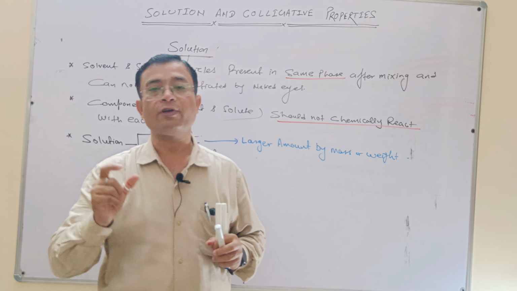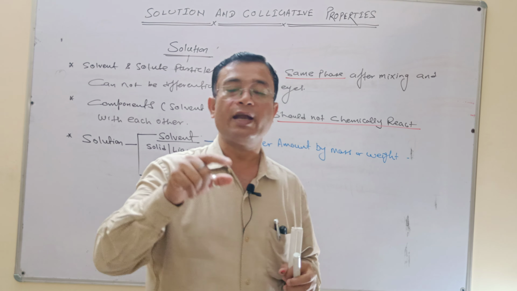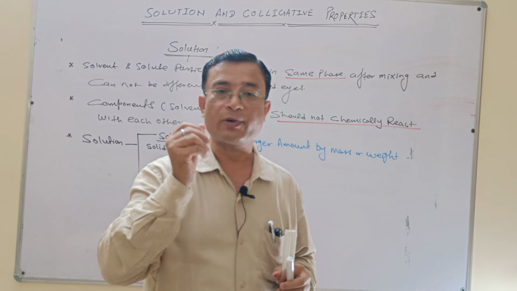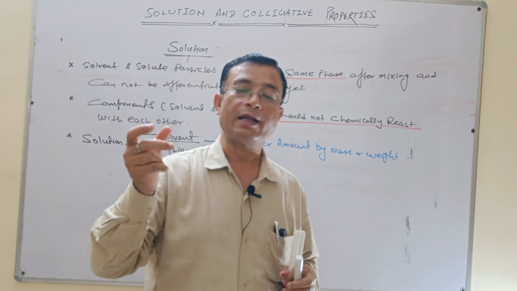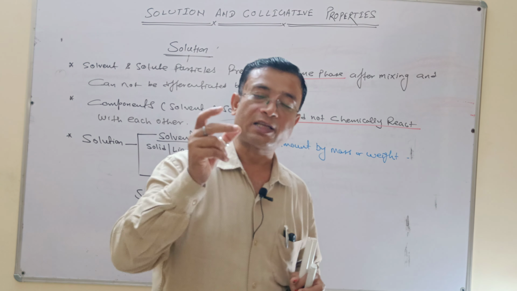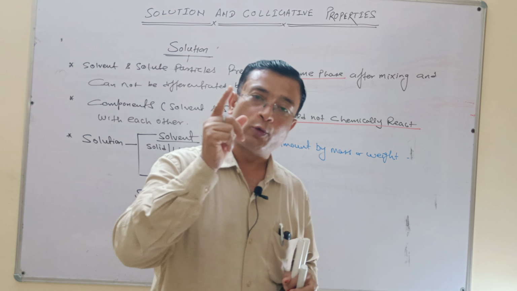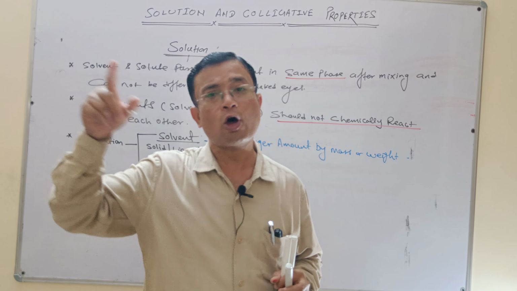In the same manner, if you will see in the atmosphere, what happened? 78 to 80% nitrogen and rest of the another gases like oxygen 16%, CO2 0.03% and inert gases like helium, neon, argon, krypton, xenon also present. Other gases like sulfur dioxide, sulfur trioxide, ammonia, these all are present. Then nitrogen, because it is present in the larger amount, therefore nitrogen is referred as the solvent.